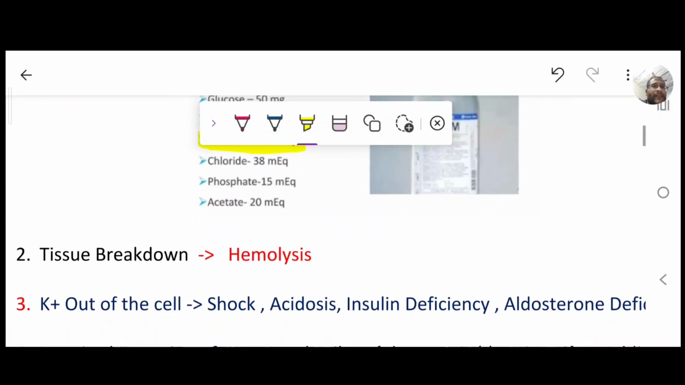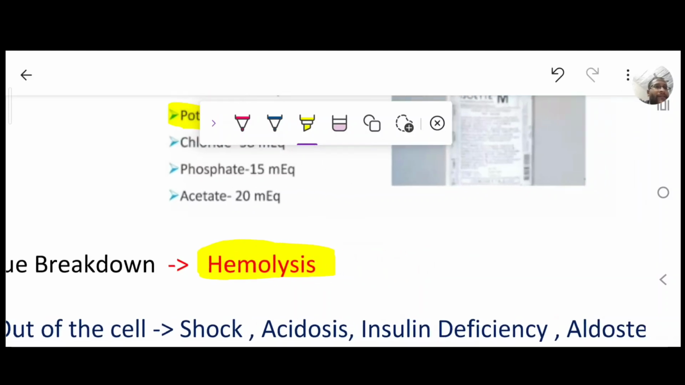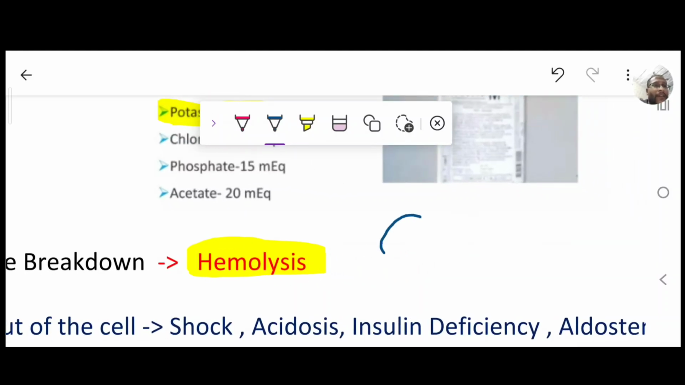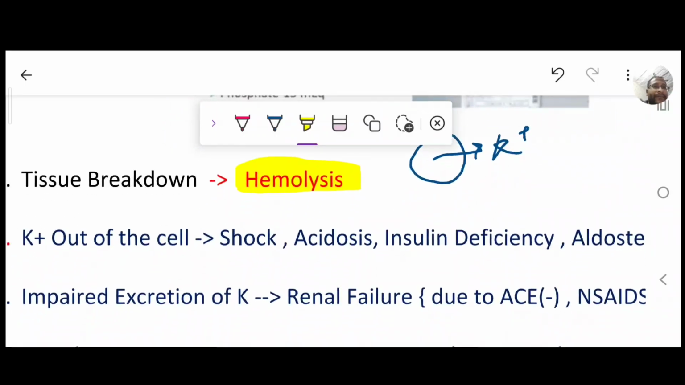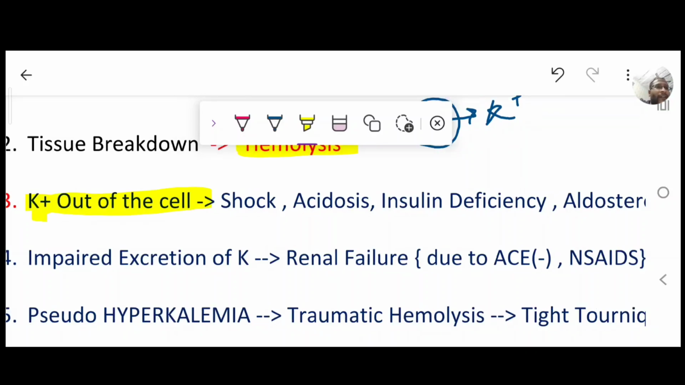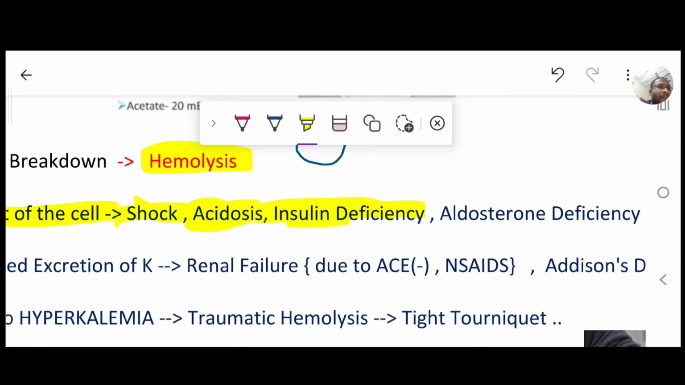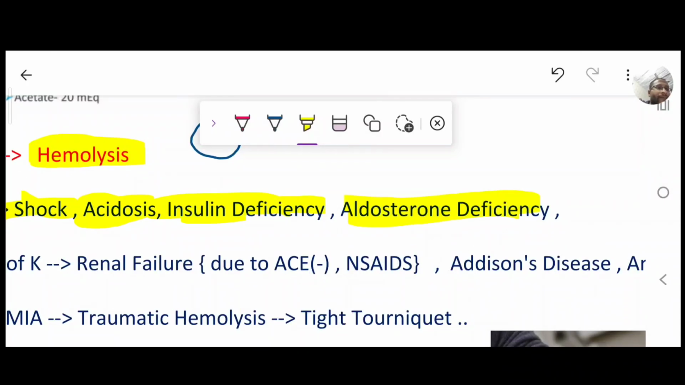Next, when there is a tissue breakdown causing hemolysis, what happens? When hemolysis occurs, the potassium goes outside the cell, which causes an increase in the serum potassium levels. Also, potassium goes out of the cell in cases like shock, acidosis, insulin deficiency, and aldosterone deficiency.